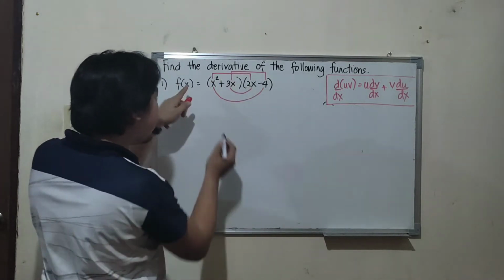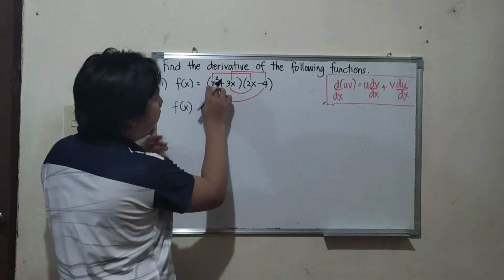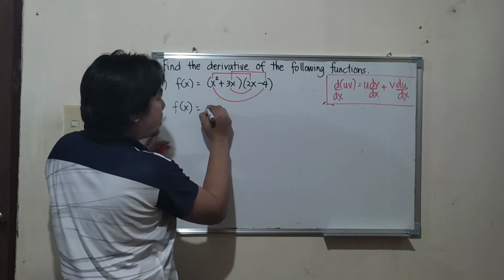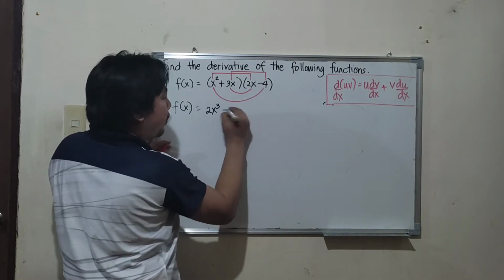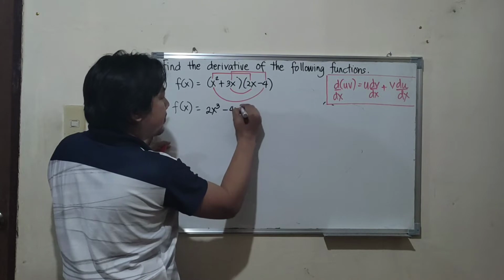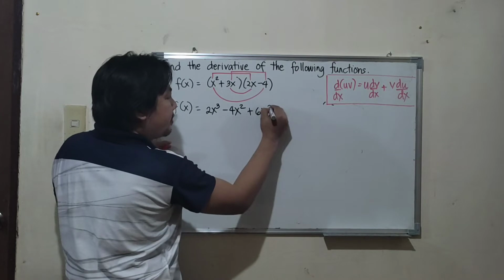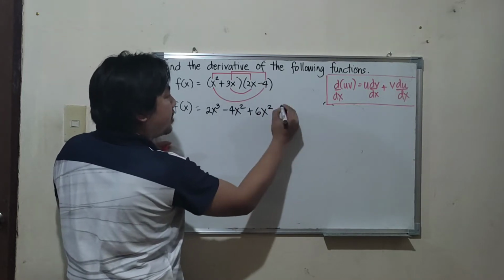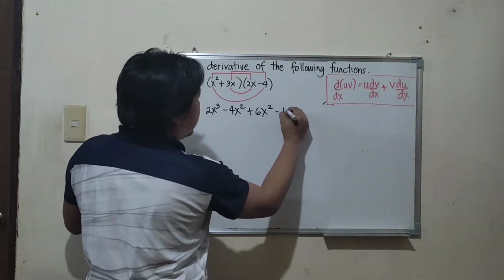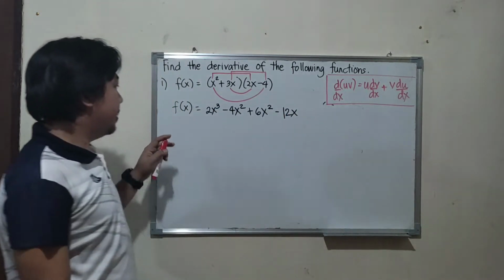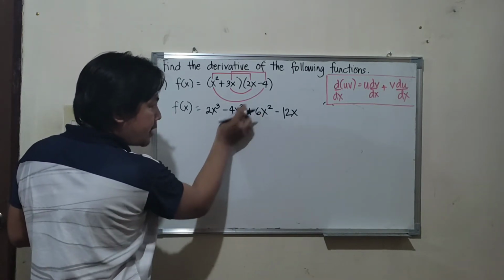So pag minultiply muna, kung hindi pa natin kinuha yung derivative, so f of x pa lang ang symbol natin dito. So we have x squared times 2x. So that is 2x cubed. Then x squared times negative 4, we have negative 4x squared. And then 3x times 2x, that will give us 6x squared. And then 3x times negative 4, so that is negative 12x.